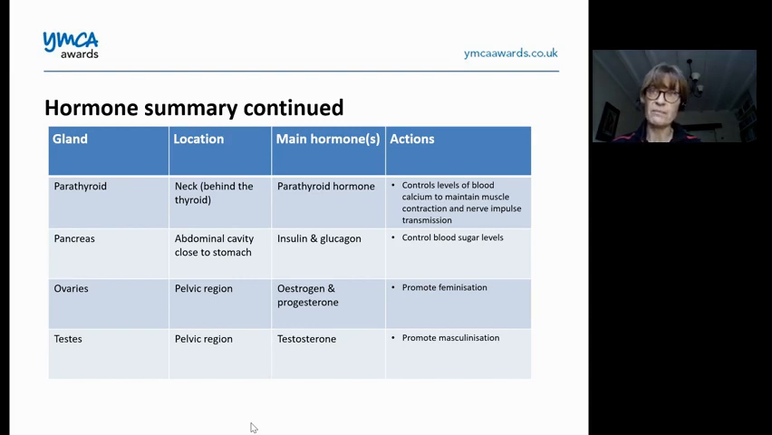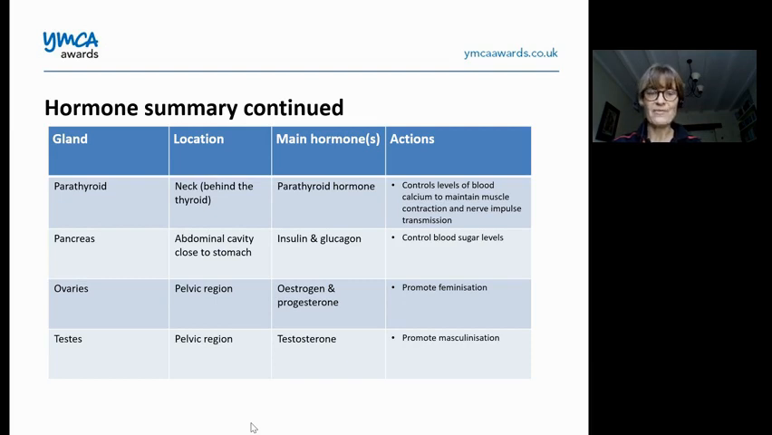So it brings the glucose out of the blood system, out of the bloodstream. Whereas glucagon, when blood sugar levels are too low, glucagon is released and that converts the glycogen back to glucose and increases the blood sugar levels. So that's our pancreas that lies close to our stomach.